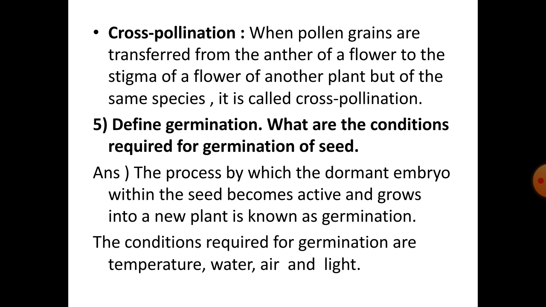Define germination. Question 5. What are the conditions required for germination of seed? The process by which the dormant embryo within the seed becomes active and grows into a new plant is known as germination. The conditions required for germination are temperature, water, air and light.